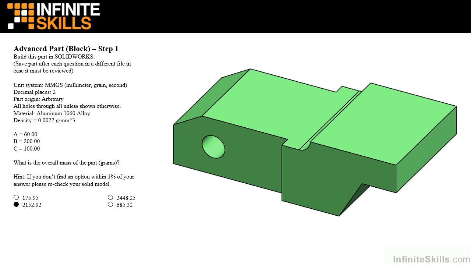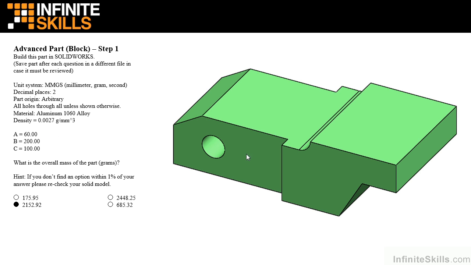Now that we completed the basic and intermediate parts, we are now ready to start the advanced part you see on your screen. This part is called block, and this is step 1 of 3. We are going to create this part in millimeters. The part origin is arbitrary, and the material is 1060 alloy. Just like the basic and intermediate parts, we have dimensions A, B, and C.